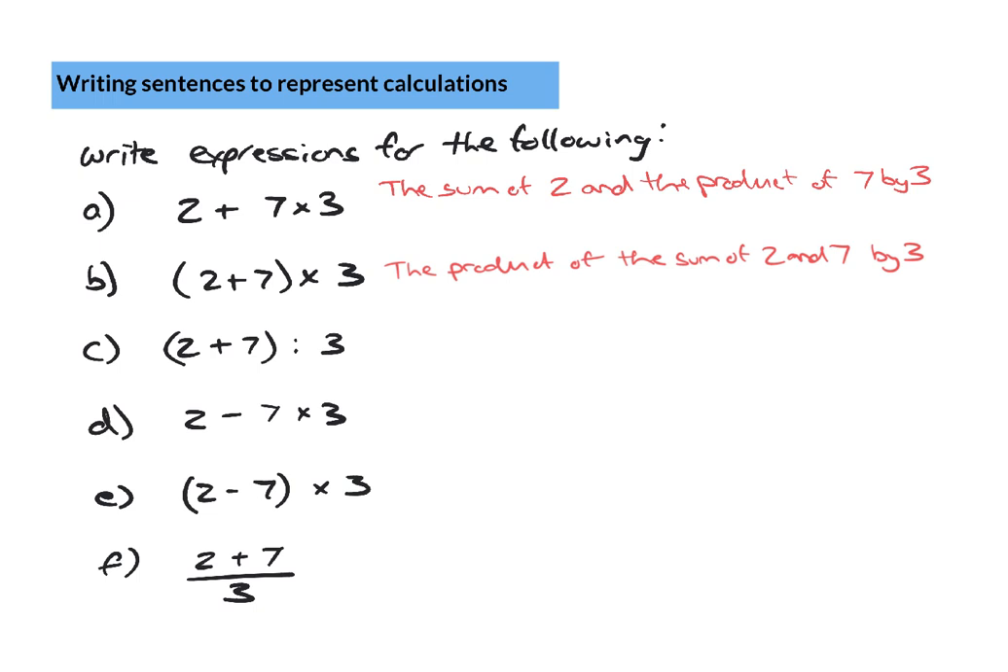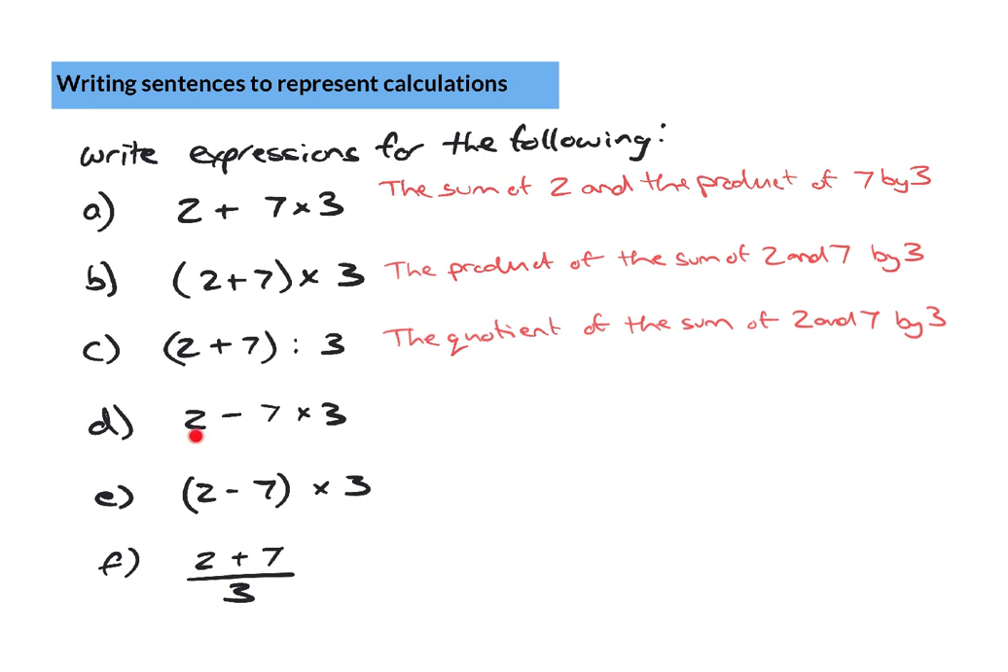The next one is similar, but it's a division. So instead of product, it's quotient. The quotient of the sum, because this is the thing on the top of the quotient, the sum of 2 and 7 by 3. So look at the similarity. It's exactly the same sentence, apart from first one says product, second one says quotient, because that's the difference here.